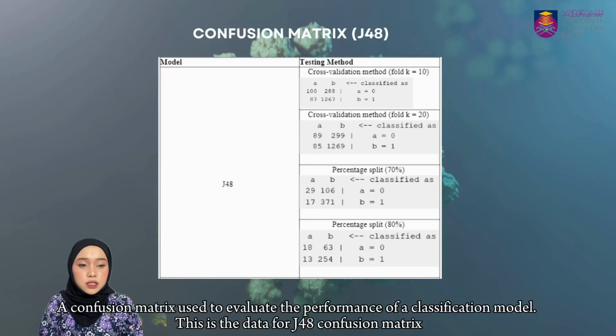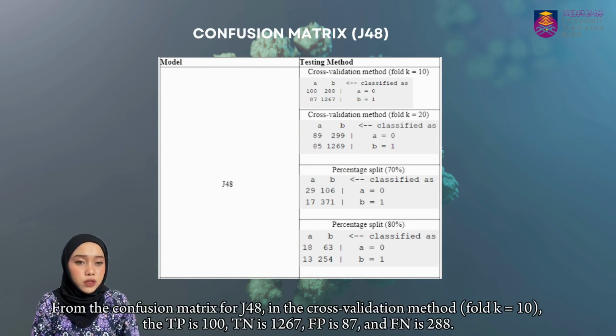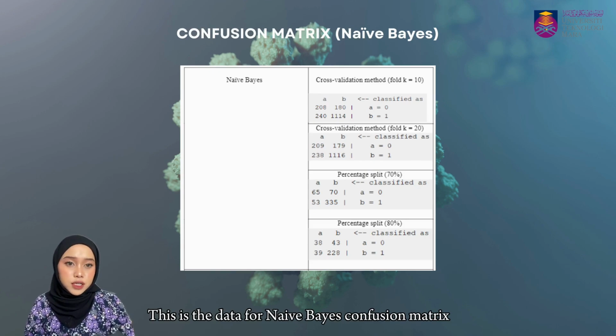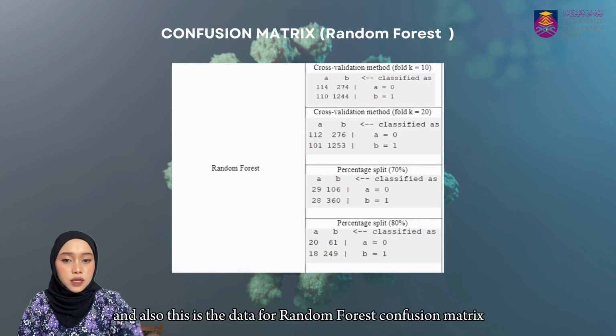A confusion matrix is used to evaluate the performance of a classification model. This is the data for the J48 confusion matrix. From the confusion matrix for the J48 model, for cross-validation with k equal to 10, the TP is 100, TN is 1267, FP is 87, and FN is 288. For percentage split 70%, the TP is 29, TN is 371, FP is 17, and FN is 106. This is the data for the naive Bayes confusion matrix. And also, this is the data for the random forest confusion matrix.